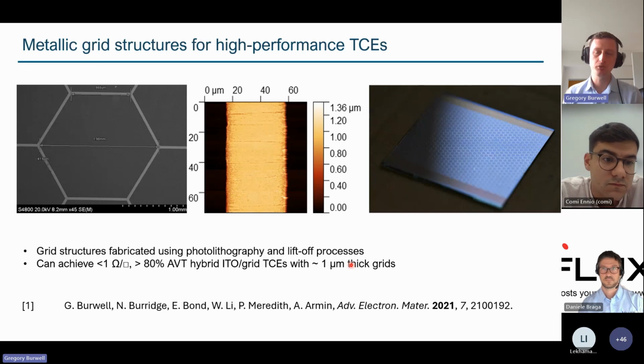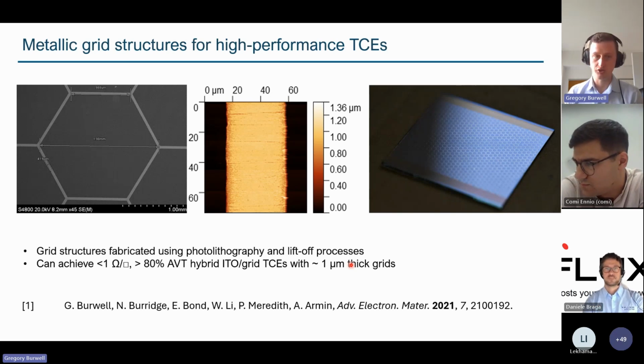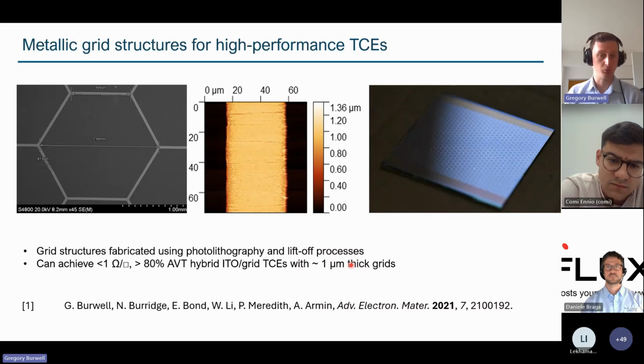One of the ways we're looking at doing this, rather than using a single TCO material, is to combine maybe a lower performance TCO with a metallic grid structure. So at our facility, we can fabricate these grid structures using photolithography, etch and lift-off processes. And with these, we can achieve an equivalent sheet resistance of sub-ohm per square, while maintaining high average visible transmittance above 80%. So we can make these with ITO or other TCOs.